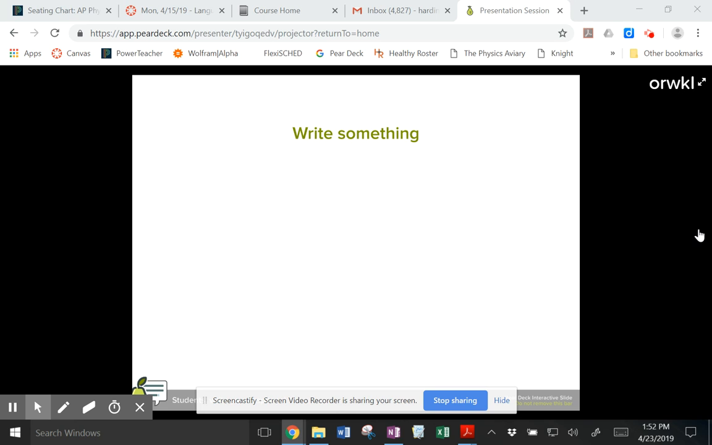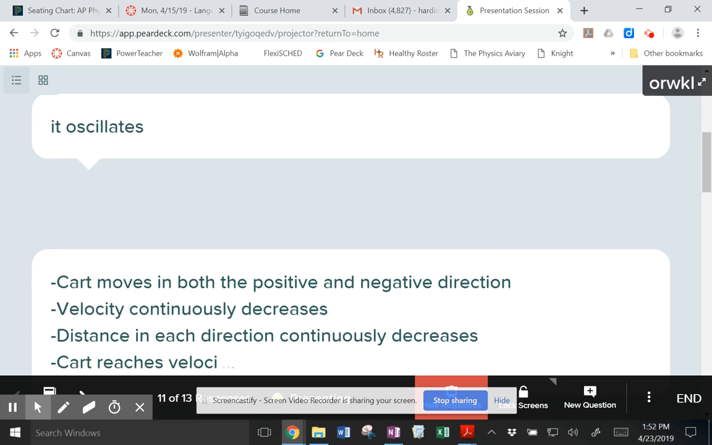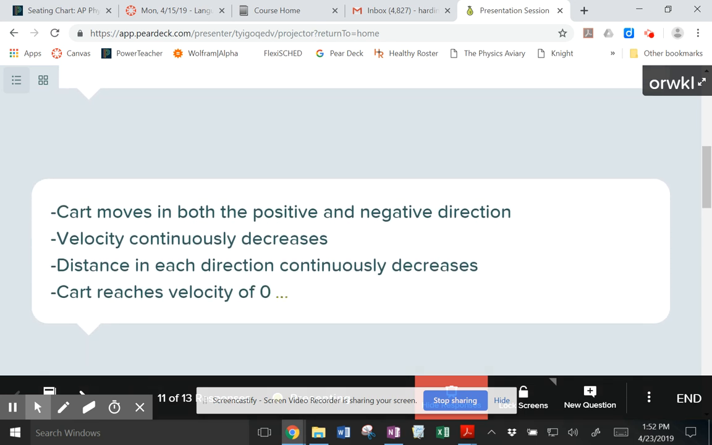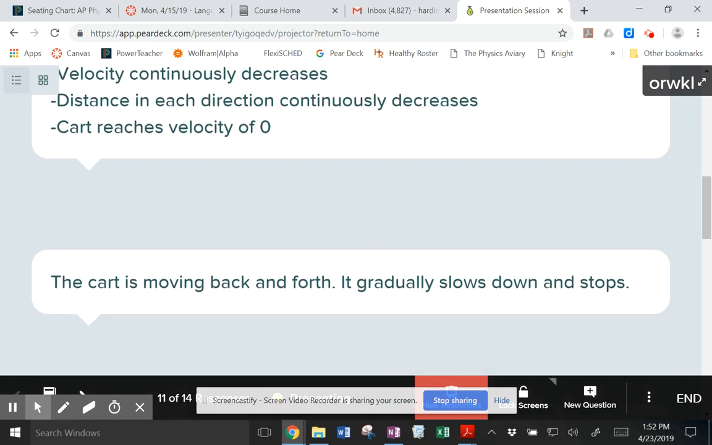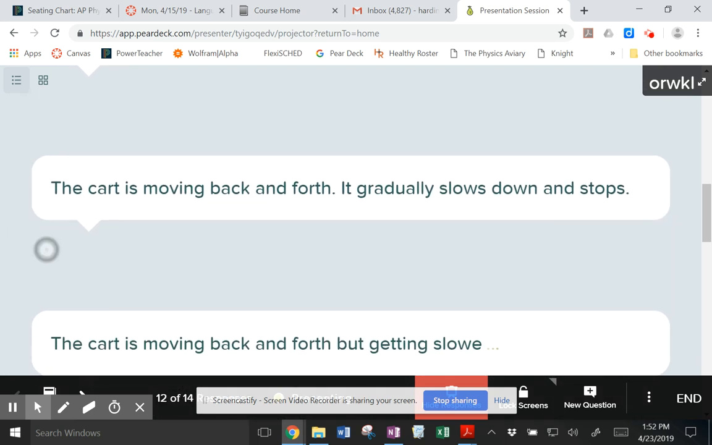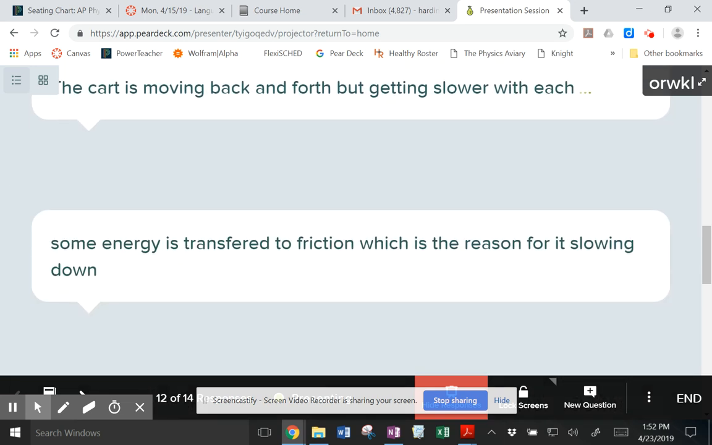Alright, so our friends notice things like, as time goes on, the displacement becomes less. It bounces back and forth, but less bounce each full pass. It oscillates. Ooh, good word. Cart moves in both the positive and negative direction. Velocity continuously decreases. Distance in each direction continuously decreases. Cart reaches velocity of 0. Cart's moving back and forth, gradually slows and stops. Moving back and forth, getting slower.